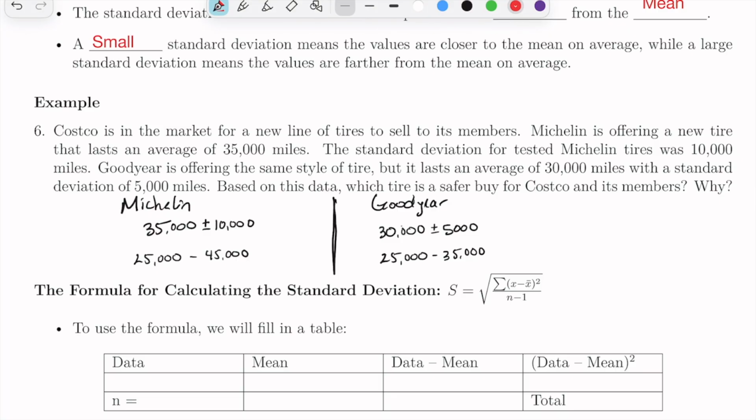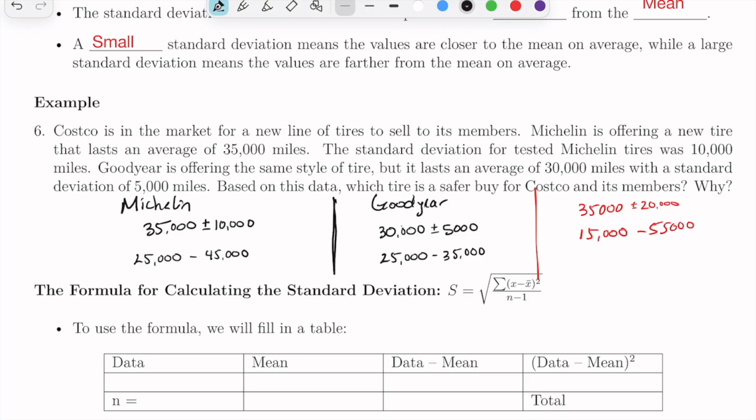Right, but what if we went out two standard deviations? If we took 35,000 and we went plus or minus, instead of 10,000, what if we went out two standard deviations? We went out 20,000 miles. Now we're all the way down to 15,000, and then 35,000 plus 20,000 would be 55,000. You're like, hey, I'd love to have that 55,000. That's cool.